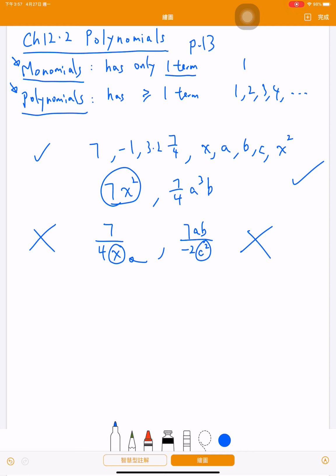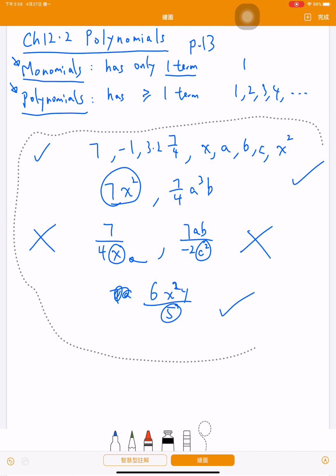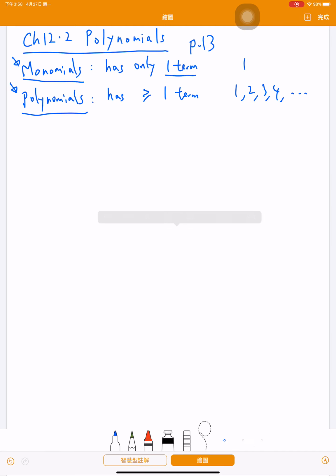So for example, 7 times 6 x squared y divided by 5. This one is also a monomial because this one is just a number. It does not contain any variables x, y, z. Okay. So after you can distinguish which is a monomial or which is a term, then we can learn how to count the terms, count the number of terms. We are going to count the number of terms of a polynomial.